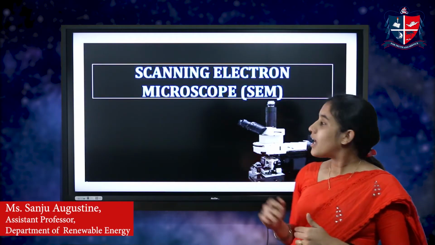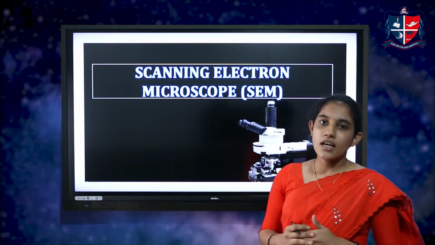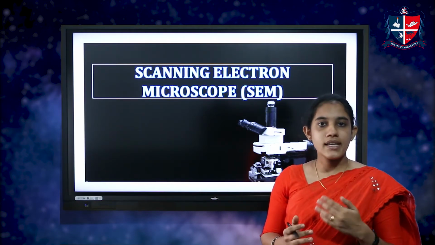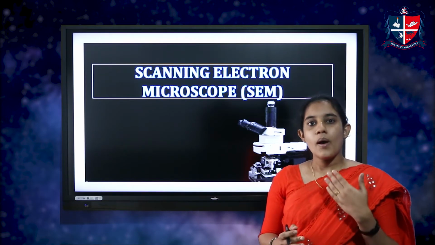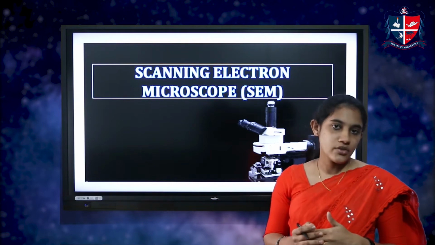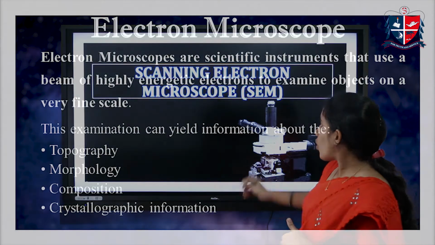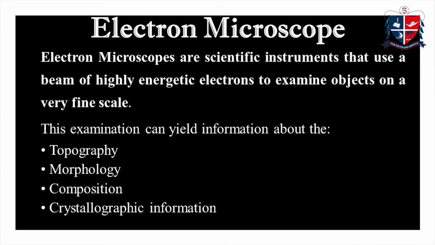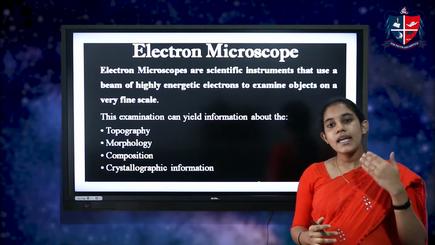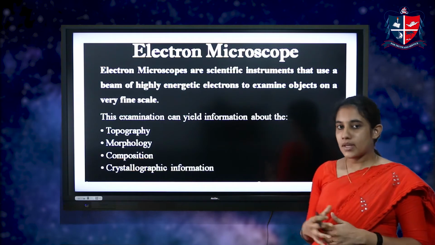Today we are discussing the scanning electron microscope. The scanning electron microscope is one of the most versatile instruments available for the examination and analysis of microstructure morphology and chemical composition characterization. So today, we are discussing the electron microscope. In an electron microscope, we use highly energetic electrons to magnify the object or the sample.